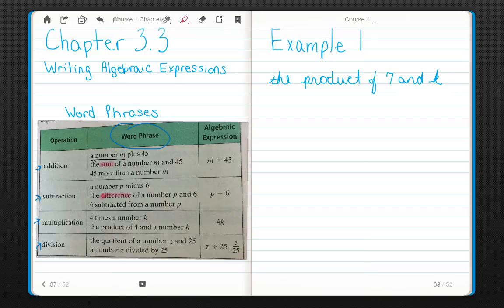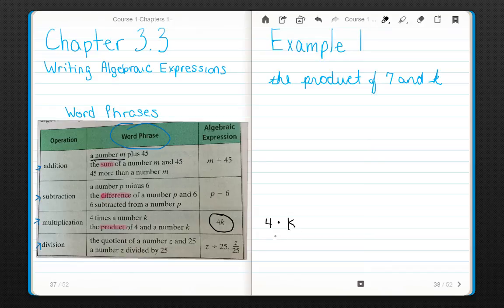4 times a number k. The product tells you to multiply, of 4 and a number k. Notice, 4k. I now want you to write it like this, as the number, it's called a coefficient, and then k, your variable. Sometimes you guys write them as 4 times k. Both of these mean this, 4k. Okay? This is the more sophisticated way to write it, so I want you to try and get into the habit of writing your multiplication like this.